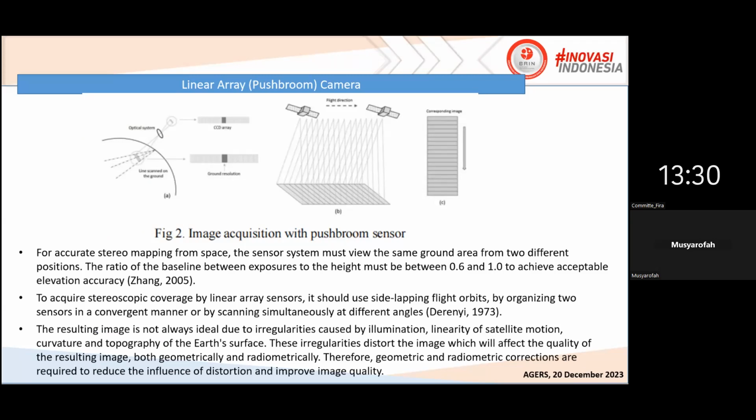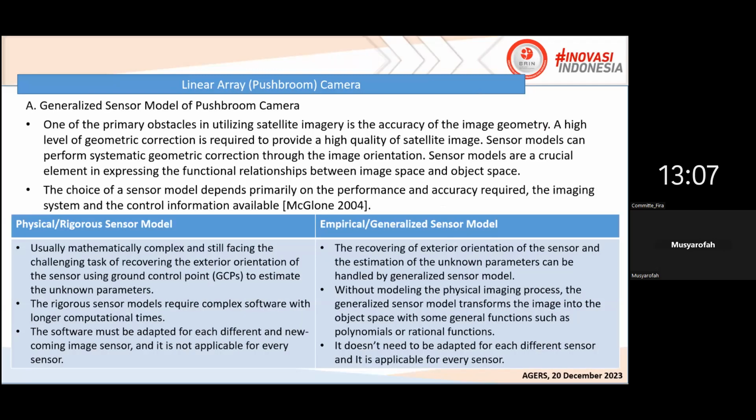But the resulting image is not always ideal due to irregularities caused by illumination, linearity of satellite motion, curvature, and topography of the Earth's surface. These irregularities distort the image, which will affect the quality of the image, both geometrically and radiometrically. Therefore, geometric and radiometric corrections are required to reduce the influence of distortion and improve the image quality. This is the explanation of the general sensor model of the push-broom camera.